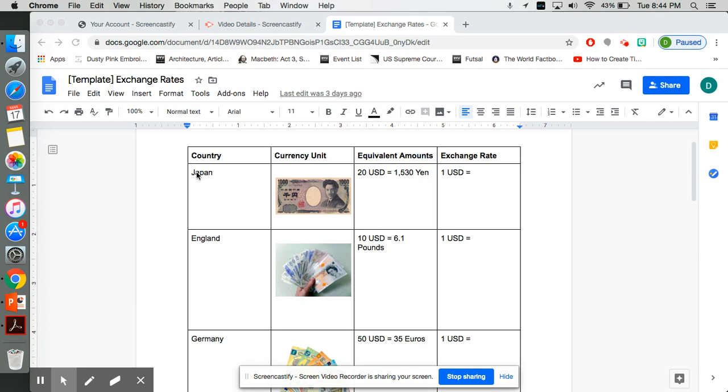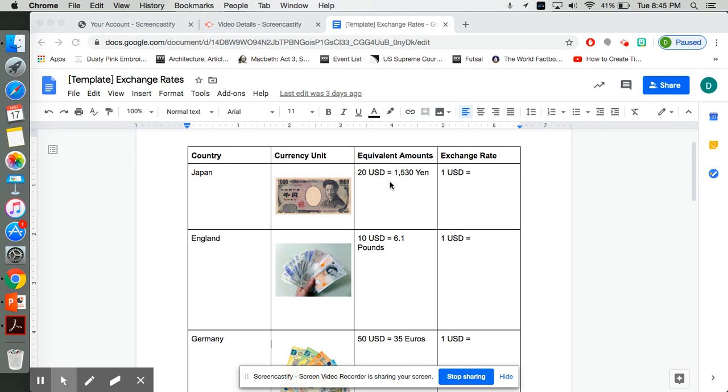So if we're looking at the table, we have the country, we have what their money actually looks like. Then we have the equivalent amounts. So in Japan, if you have 20 US dollars, it is the same as 1,530 yen. And this is what their yen is. So what we're trying to figure out is if I have 1 US dollar, how much Japanese yen do I have?